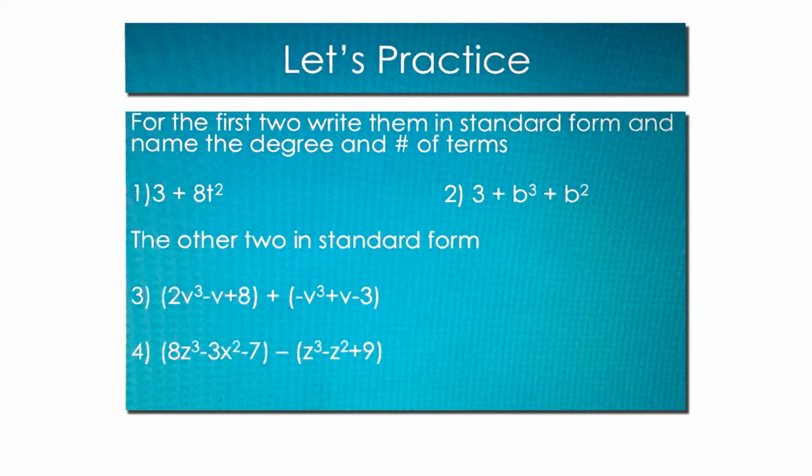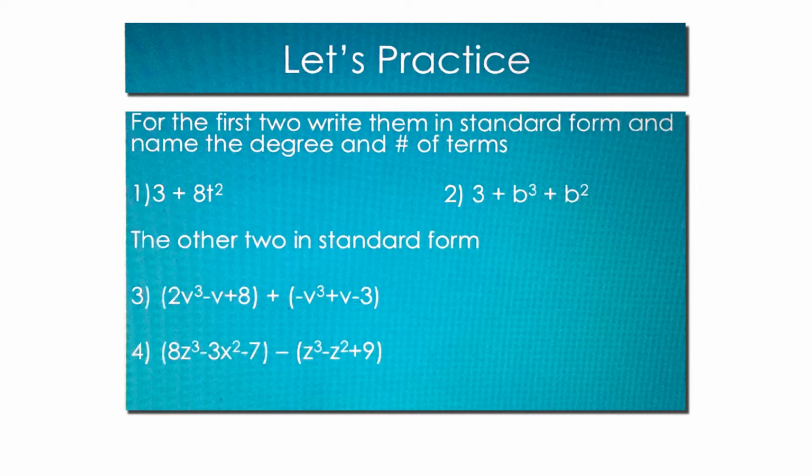So, let's do some practice. For the first two, we're going to write them in standard form, and we're going to name the degree and the number of terms. So I'm going to give you a little bit of time, some seconds to copy it down, and then we're going to see what we got. Hopefully we got it right. So you can copy it down. 3 plus 8t squared, 3 plus b cubed plus b squared, and the other ones you're going to write in standard form and simplify them if you need to.